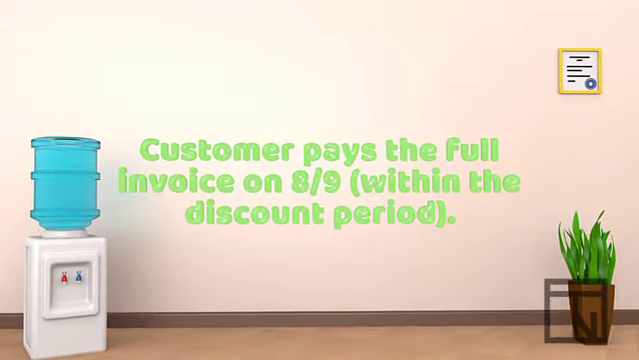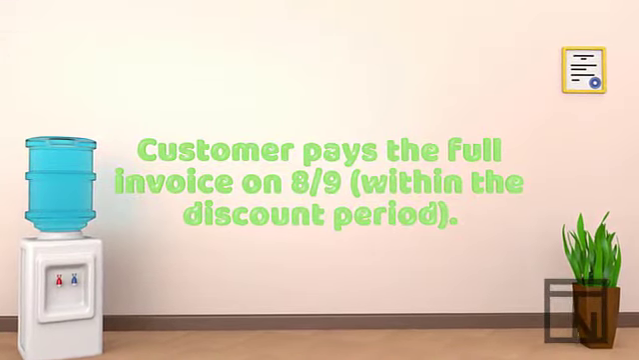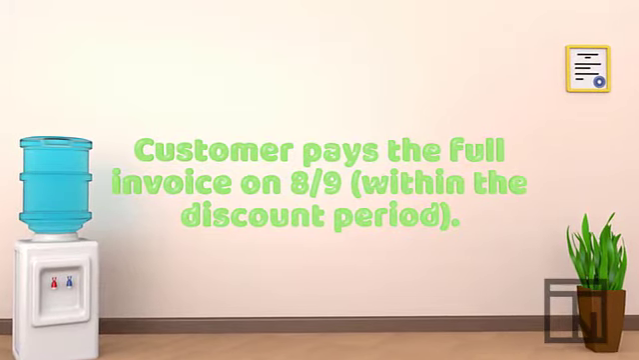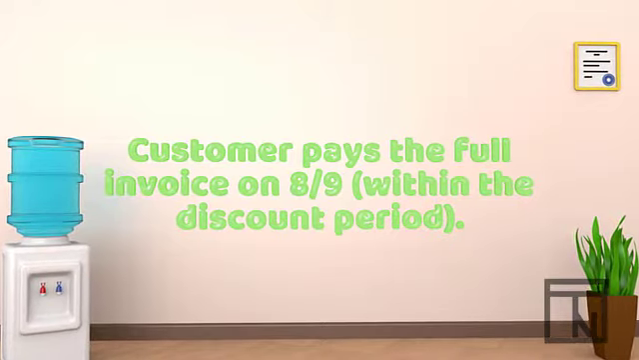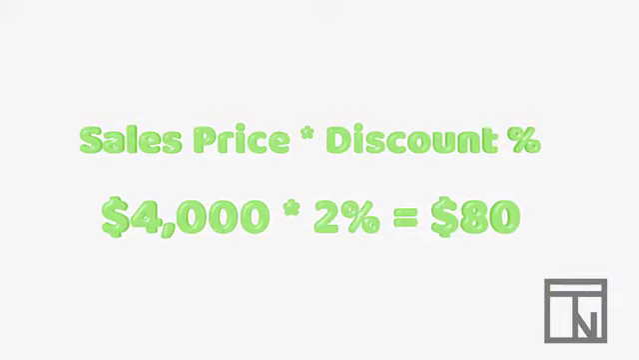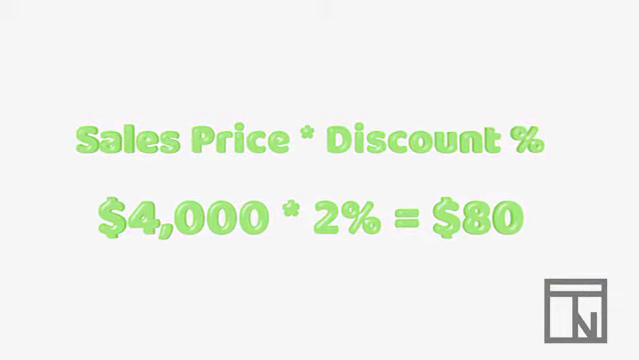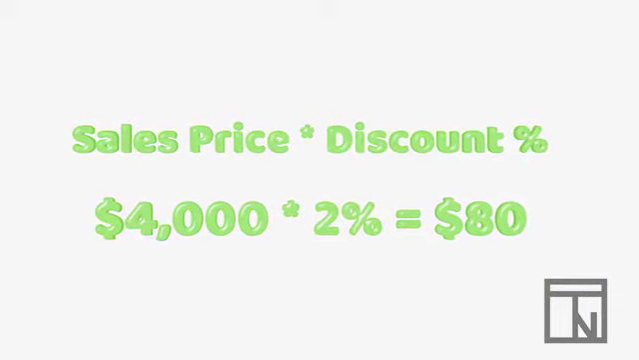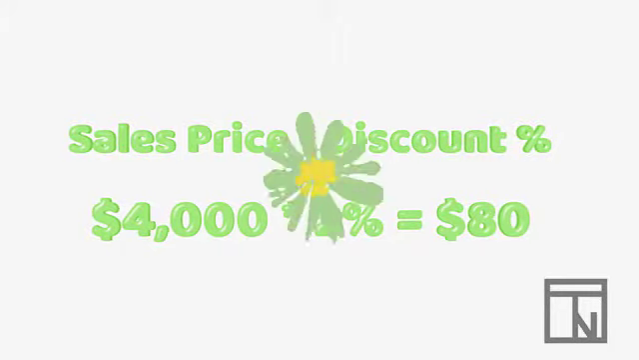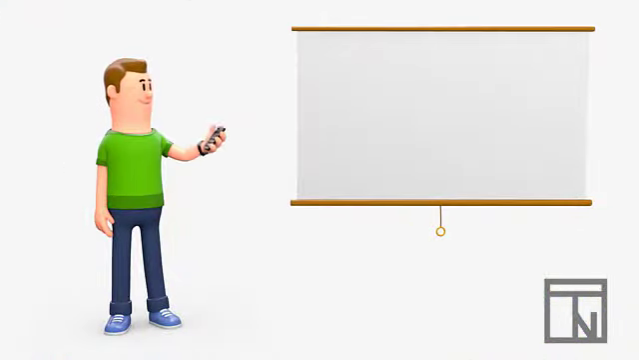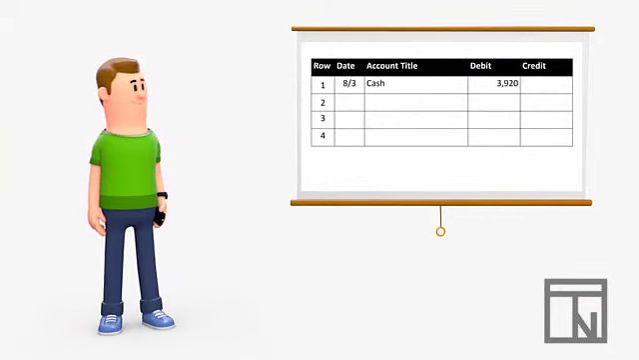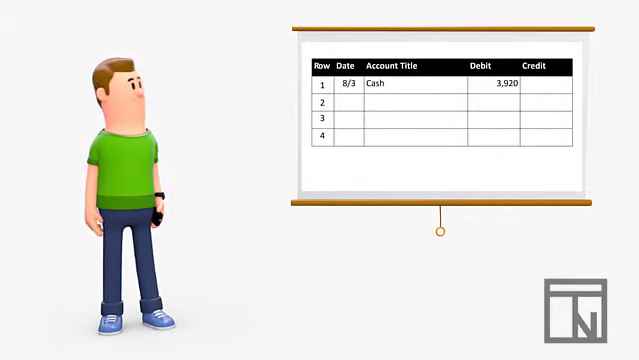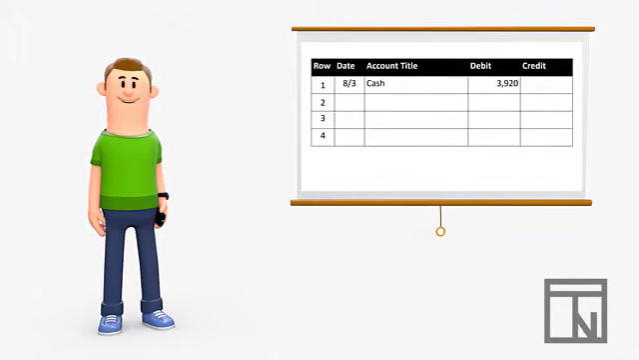Let's imagine, though, that the customer decides to pay the full invoice on August 9th. That's 6 days after the sale, so it's within the discount period. So they get to take the 2% discount off their sales price. We would find the discount amount by multiplying the $4,000 of sales by the 2% discount. That would be a discount of $80. The customer pays the original sales price of $4,000 less the discount, so cash would be debited for $3,920. How much would accounts receivable be credited for?